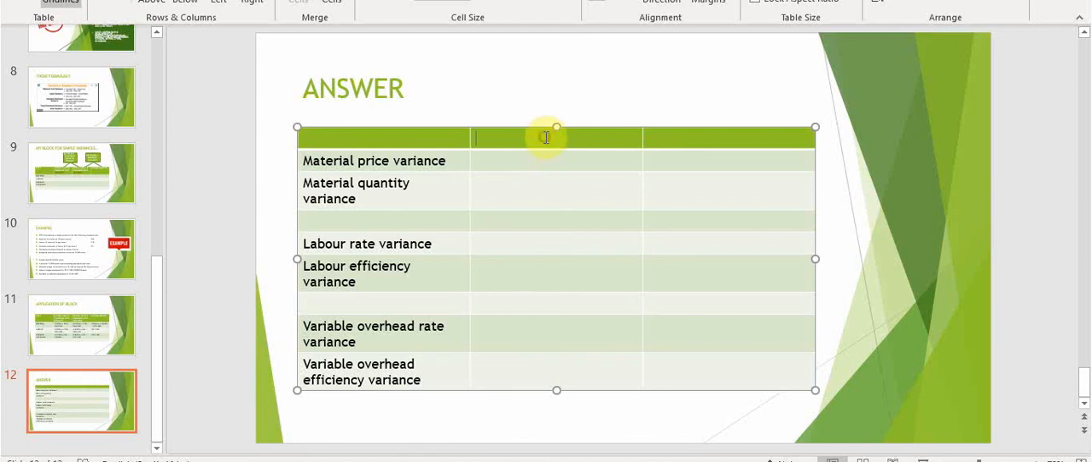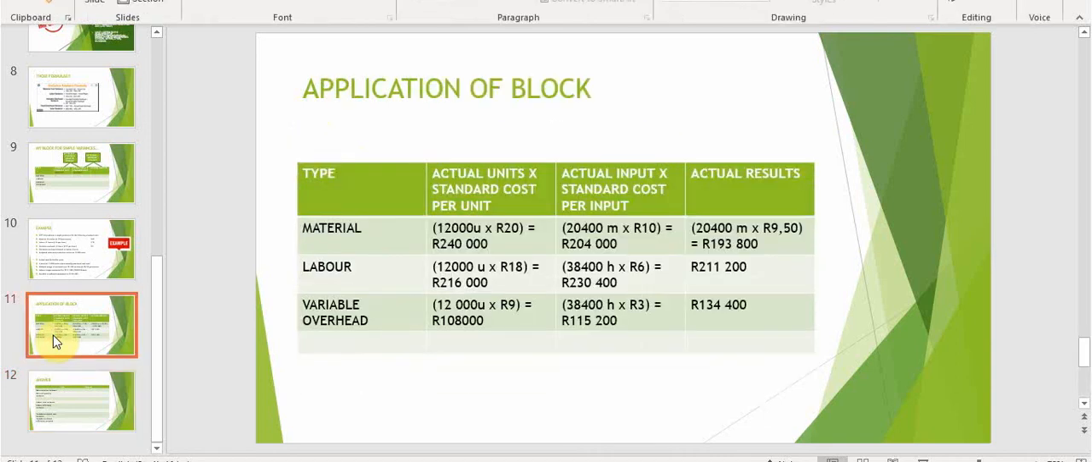Then I'm going to use this just to show you the calculation. Please show your calculation in a test. Very, very important so that we can see where you got the figures from. So the material price variance, and this is the rule if you apply the block, we work from left to right.